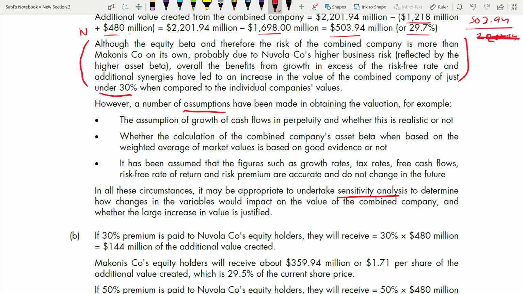When some valuation is done by using some assumptions, at the end, write this conclusion. It could be even for your net present value calculation also, investment appraisal, reconstruction, mergers and acquisition. It could be from any scenario, but try to write that it will be appropriate in this condition to take sensitivity analysis to determine how changes in variables would impact on the value of the combined company. That means if you change one variable, let's say the growth rate, how much impact it has on the combined company. To see that, sensitivity analysis is a good one, and whether the large increase in value is justified.